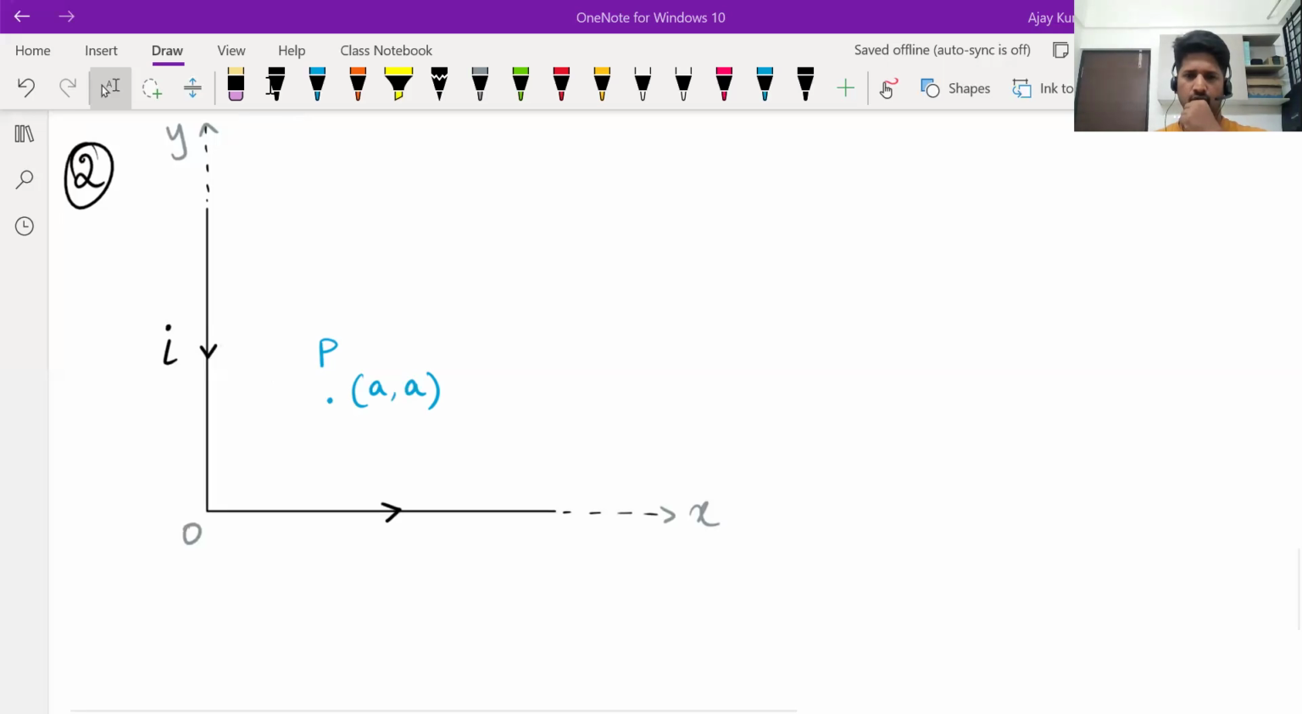I got one answer as 2 mu naught I by 4 pi a. You can cancel the 2 and 4, no? But I don't think that is the correct answer. Check your solution once.